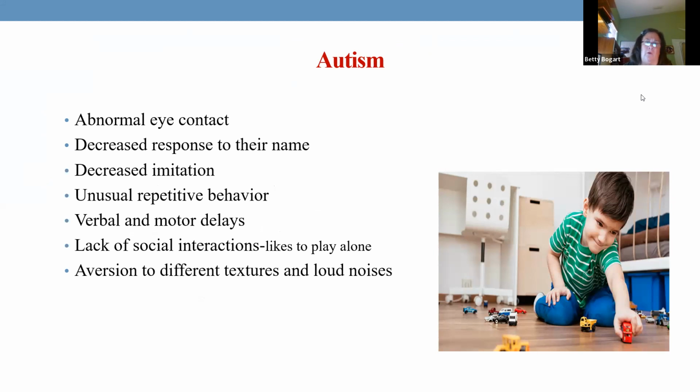Now, autistic children usually aren't diagnosed until about 2 to 3 years old. We might know before then, but definitely at this age, we're able to evaluate them a lot better. These children do not make good eye contact, and they don't really like to look in your eyes. They're always looking away. If they're playing somewhere in a corner, they are not going to respond to their name. They get so absorbed in what they're doing.